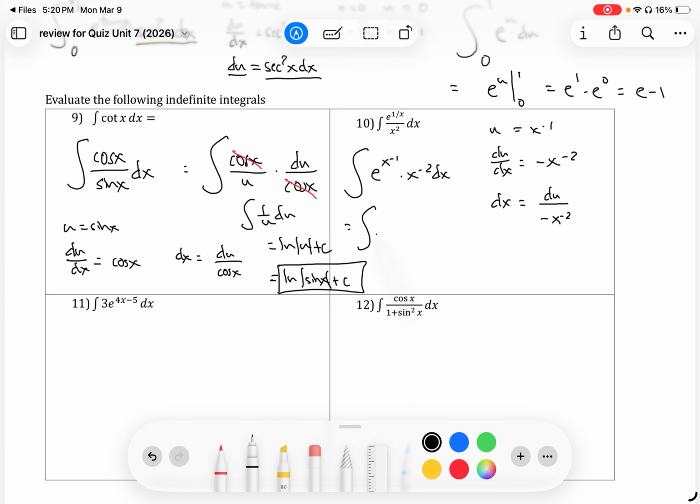Plugging that in, I get the antiderivative of e to the u times x to the negative 2 du over negative x to the negative 2. These divide out, and I'm left with negative integral e to the u du, which ends up being negative e to the u plus c. So I'll end up with negative e to the 1 over x plus c.